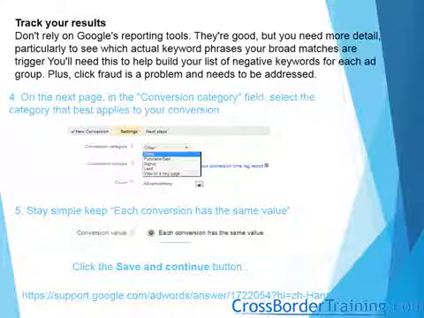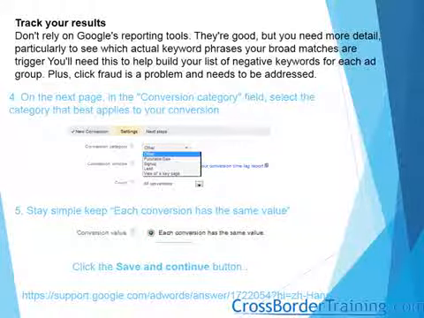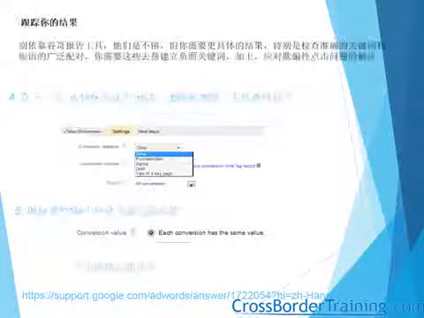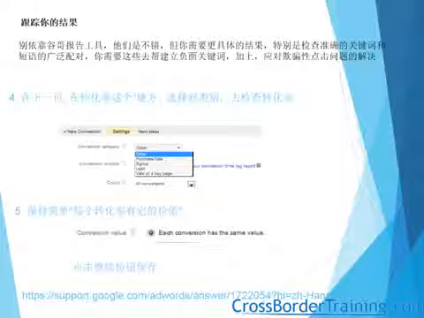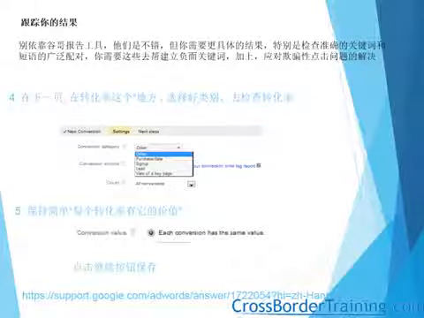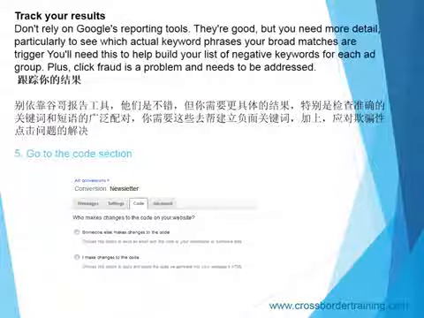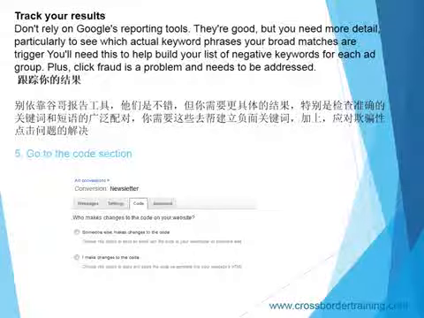Here they will ask you for the category of conversion, if it's purchase, sign up, leads. So you can leave it as normal with the title. And here it's finished. Okay, you already know what. You just have to collect the code. Then it will ask you for the conversion value.